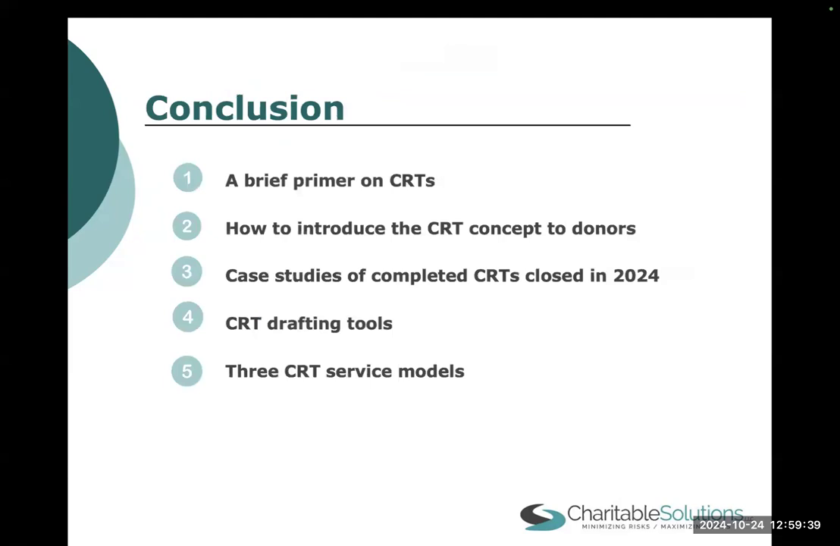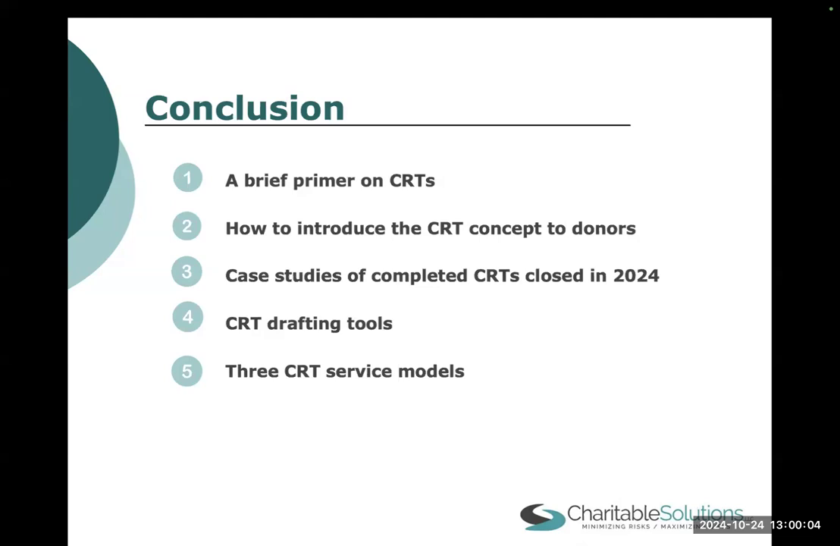So with our time today, we went over a brief primer on CRTs. We spent a good bit of time on how to introduce the CRT concept to donors and those 10 axioms to keep in mind. There are probably many more axioms as the more I think about it, but those were the main ones that I can think of that come up often with CRTs.